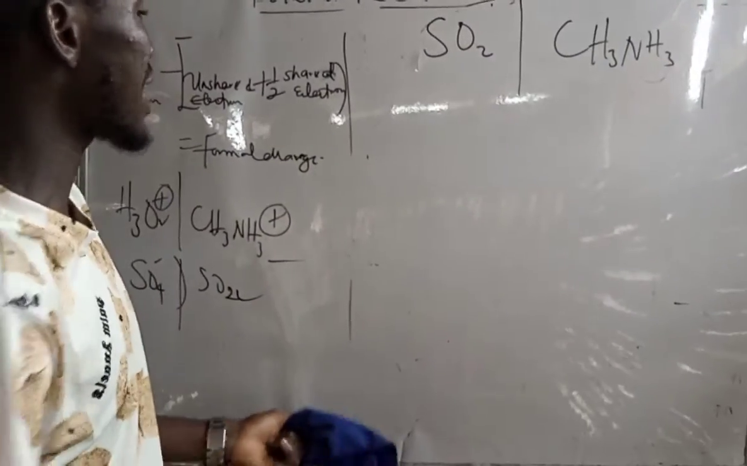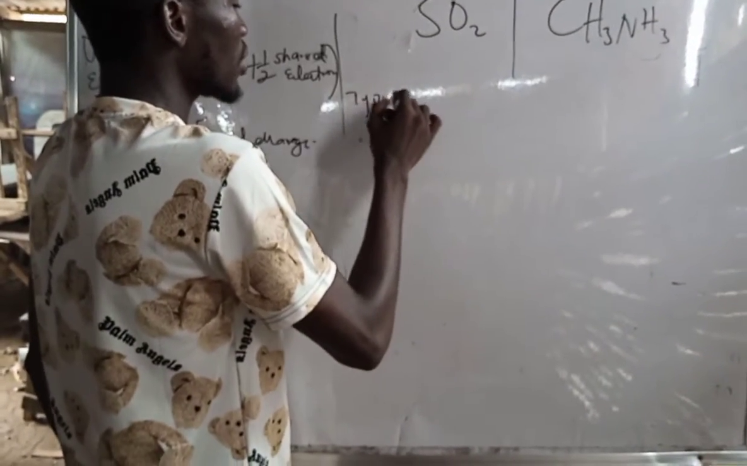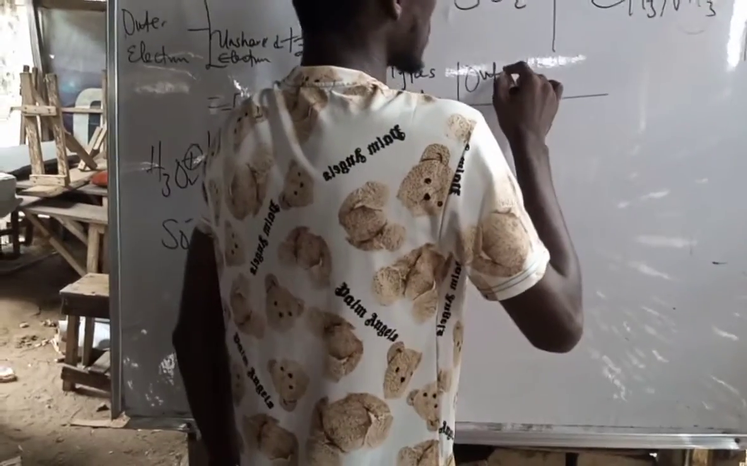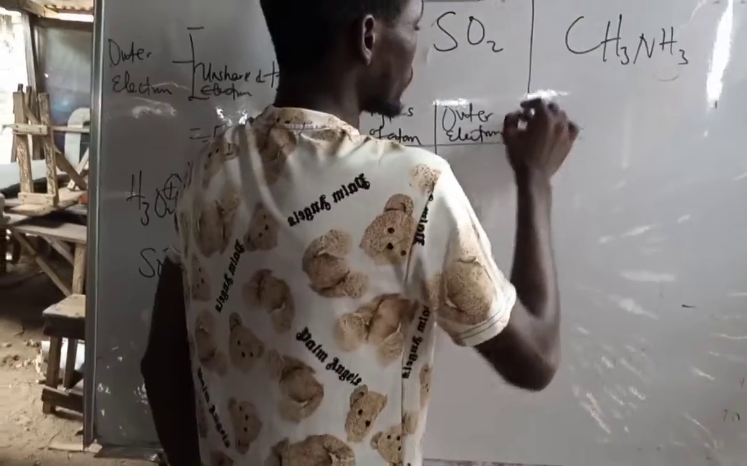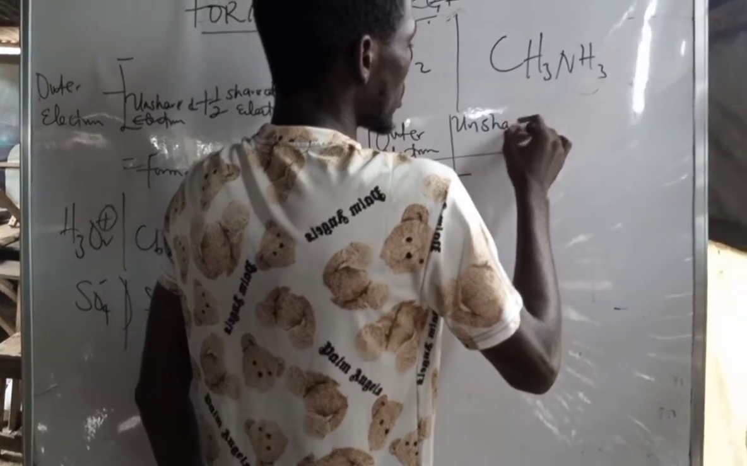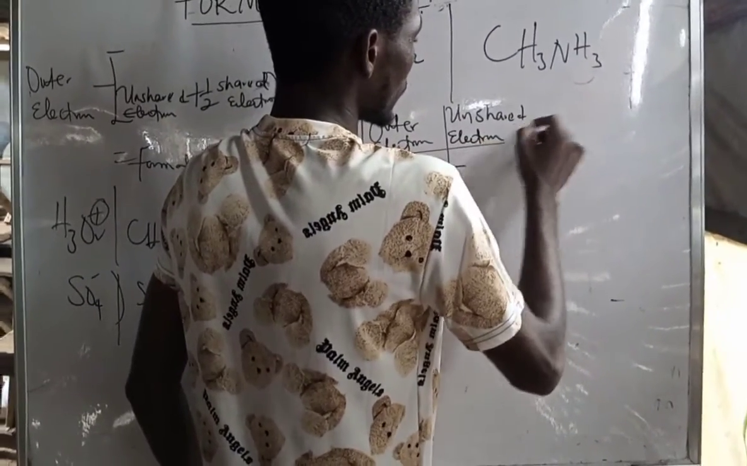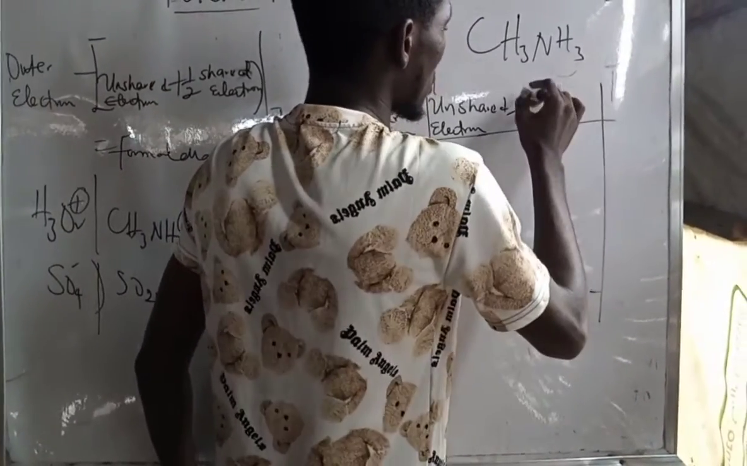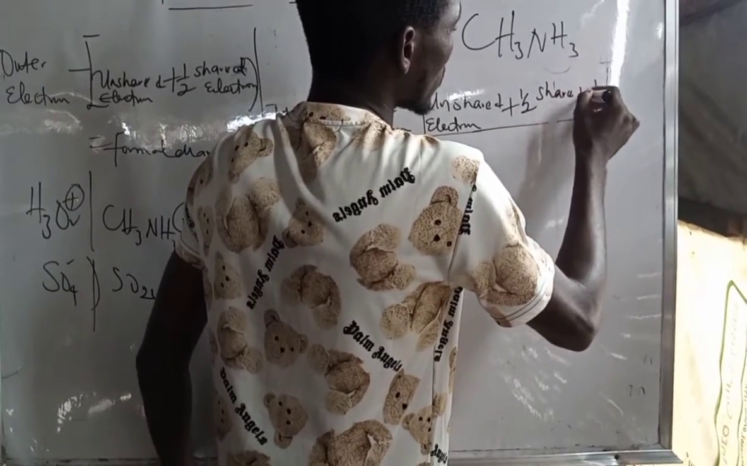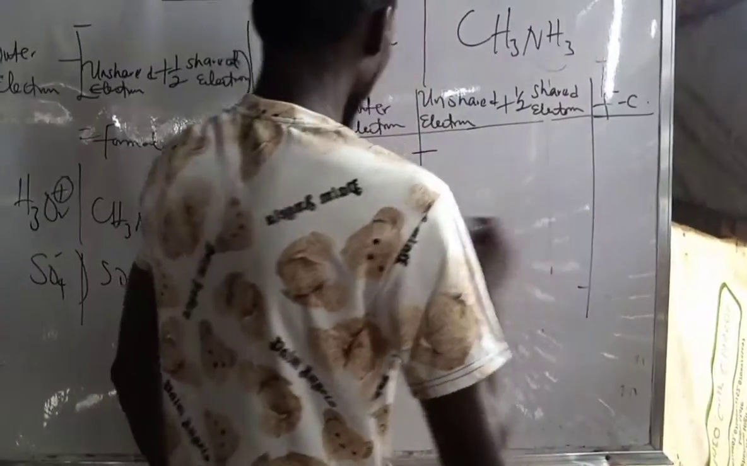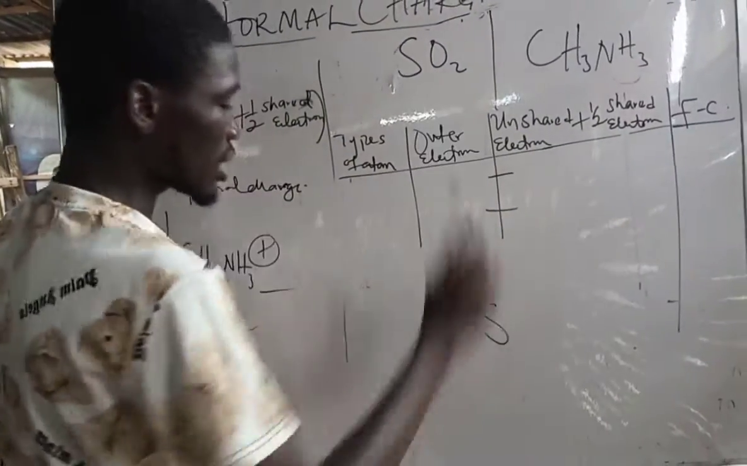So before we go with that, don't forget we said you have types of atom. That's the first thing you consider. Outer electron minus the unshared electron plus half of shared electron. That gives my FC, my formal charge. So now let me consider this before we move on. For SO2, your S is the central atom.